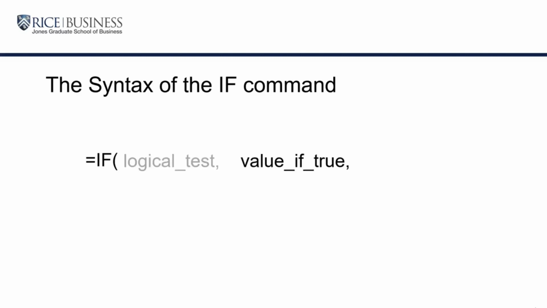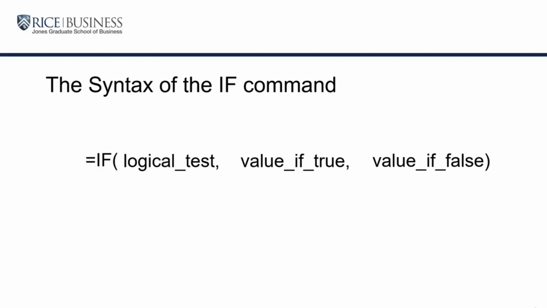The second input is value if true. That is, if the logical test is true, what value do I need to put or what steps do I need to take? Then the third input in the syntax is value if false. That is, if the logical test or the condition that I have evaluated is false, what steps do I need to take or what value do I need to put in?